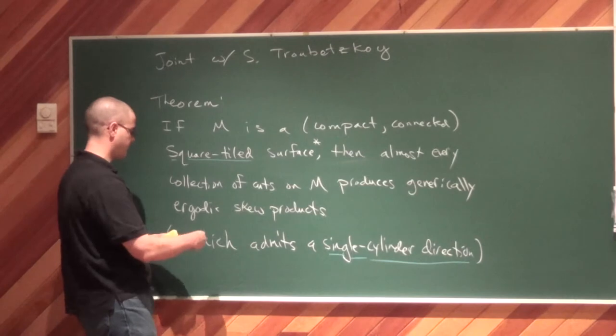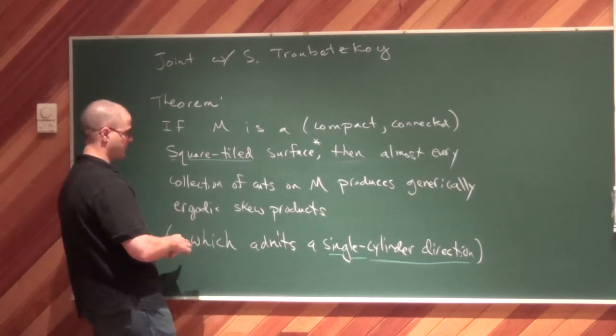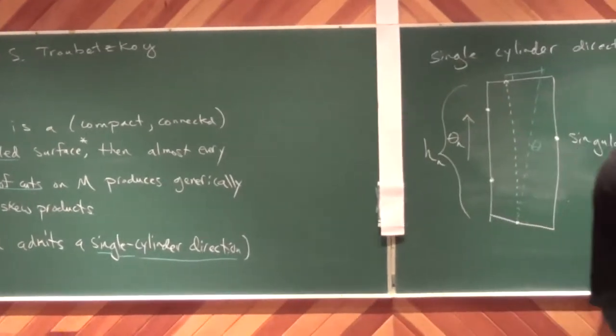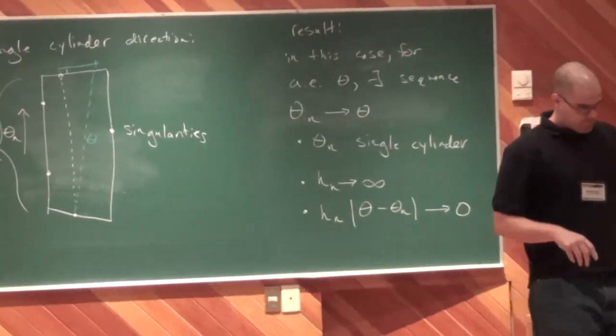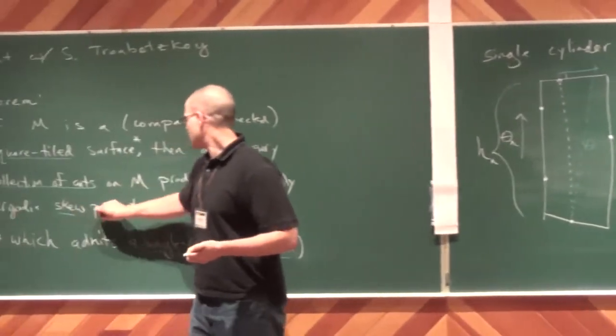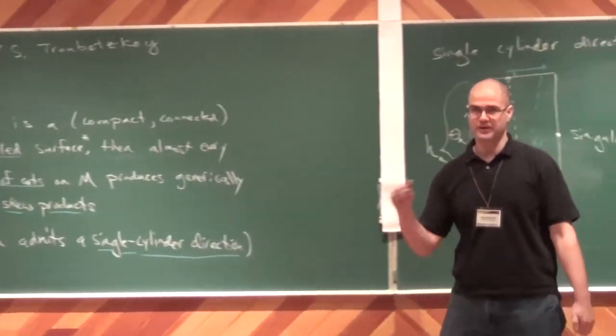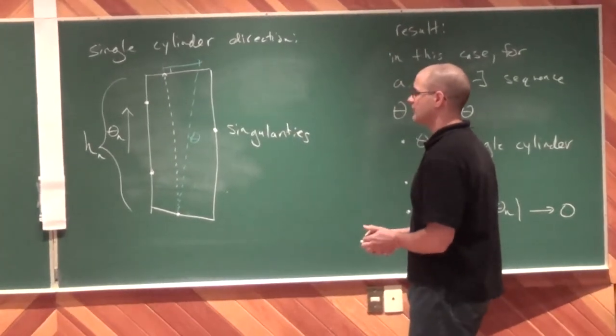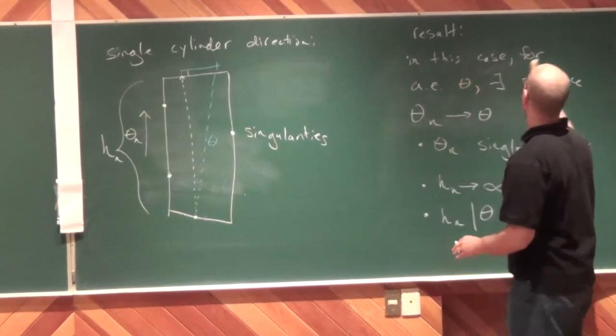A collection of cuts is the next thing we have to find. Actually, the skew product is probably going to be simultaneously defined, because a collection of cuts is how we're going to define a skew product. So I don't want to take away my artwork, so I'll just erase this.